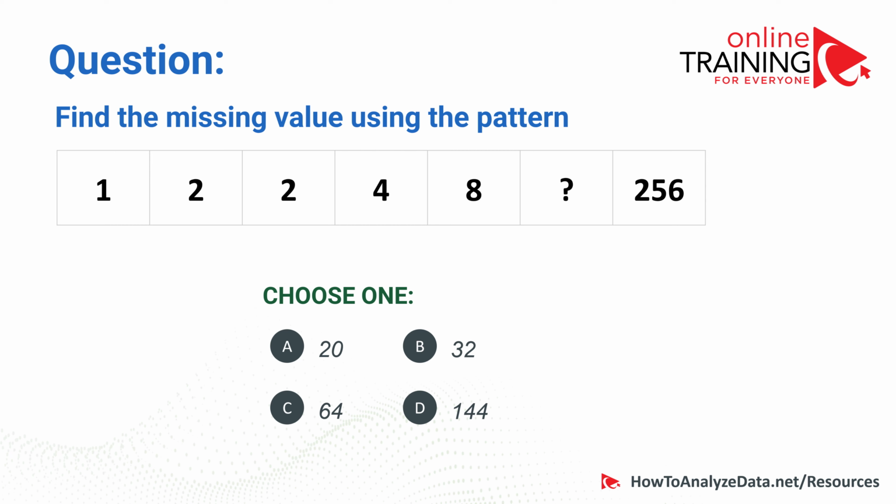Find the missing value using the pattern. And you have pattern of numbers 1, 2, 2, 4, 8, value that's missing, and then 256. You need to choose one from the list. And the choices are 20, 32, 64, and 144. What do you think is the right answer here?